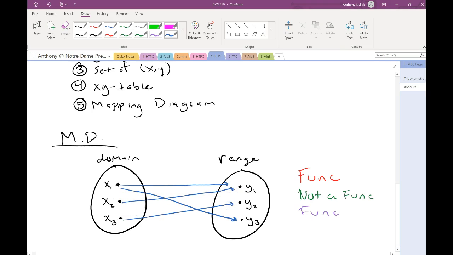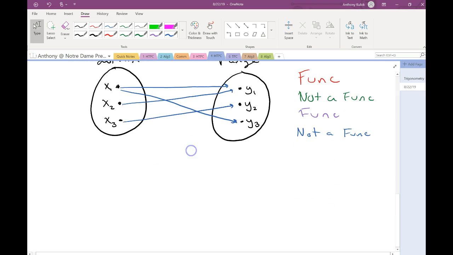Okay. And then one last one. How about this one? No. What's the problem? Yeah, x1 is paired with two different y's. It's used twice, right? Very good. Everybody feel okay about the idea of what we mean by a function and kind of how to check in this context?